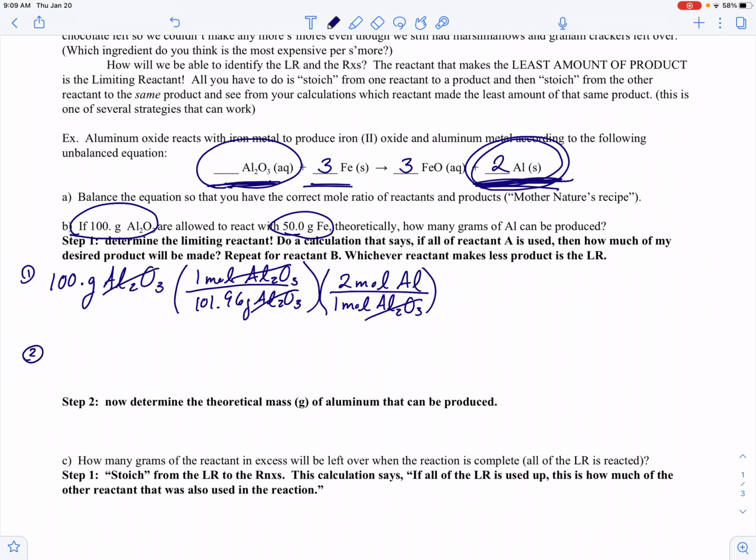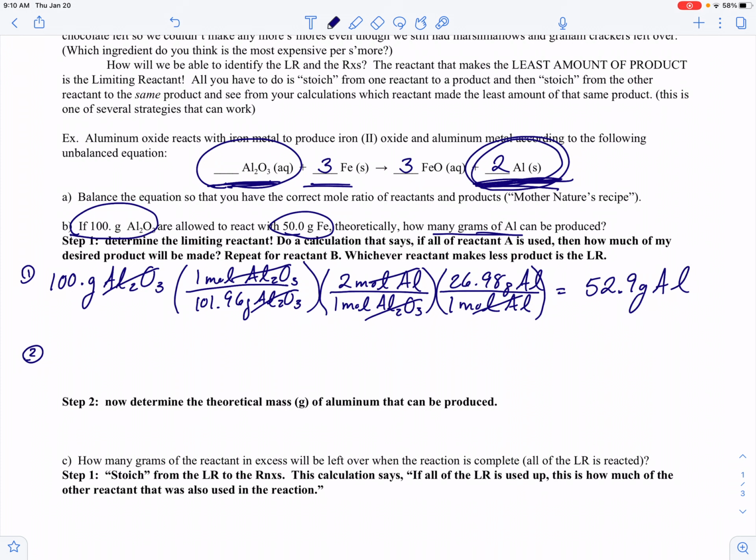That's going to put me into the unit of moles of aluminum, and then technically, I could stop there and know which one's my limiting reactant, but the question's asking me how many grams of aluminum. So I'm just going to go all the way to grams. And I know that for every 1 mole of aluminum, that's going to weigh 26.98 grams. Moles will cancel, and I'll be in grams of aluminum. So if I had 100 grams of aluminum oxide, I could theoretically make 52.9 grams of aluminum.